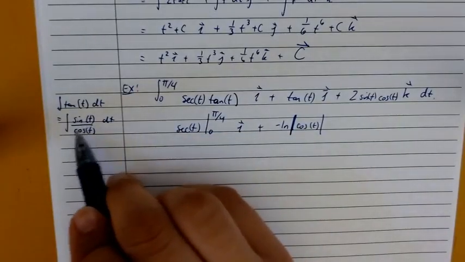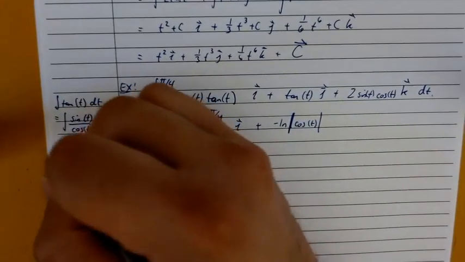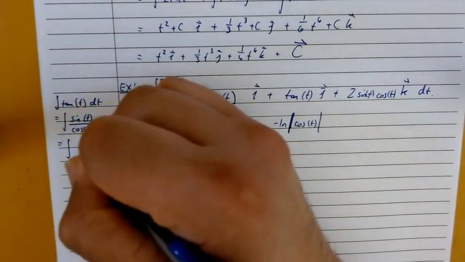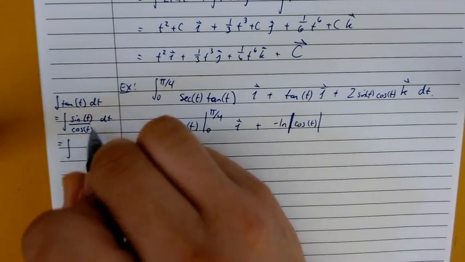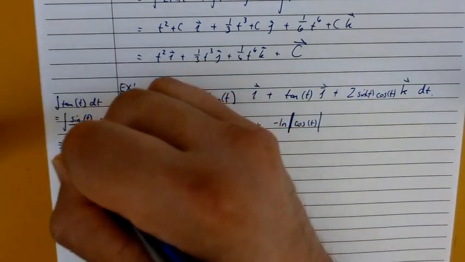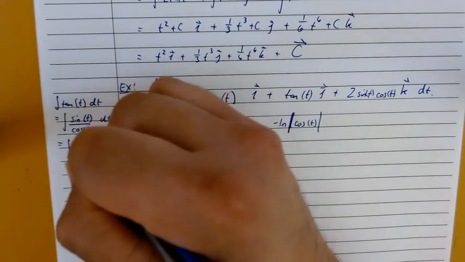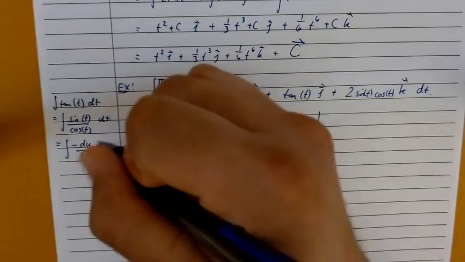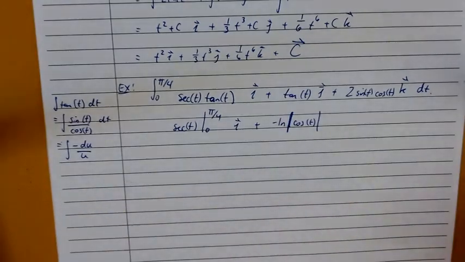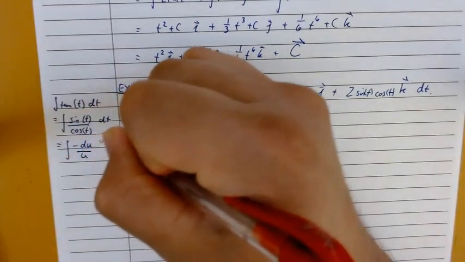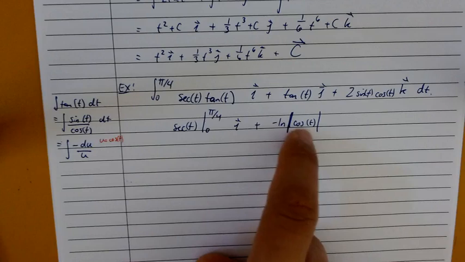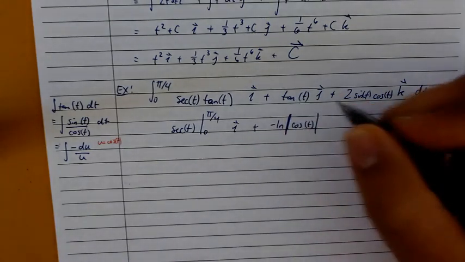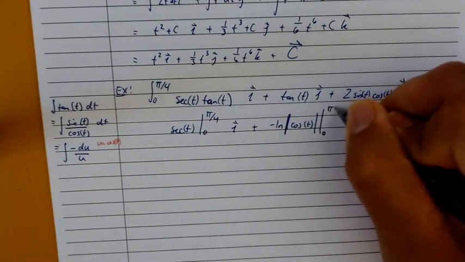But since the derivative of the cosine of t is negative the sine of t, you could write that as the integral of, well, that's just the opposite of the differential, right? The differential of this would be negative sine of t dt. Okay, so the negative of the differential over u, all right, where u is equal to cosine of t. So then that would give me the negative natural log of the absolute value of that u. And again, this is all evaluated from 0 up to pi over 4.